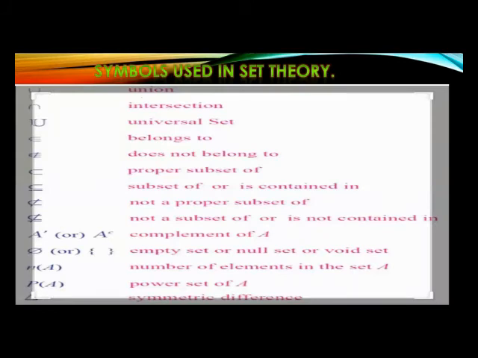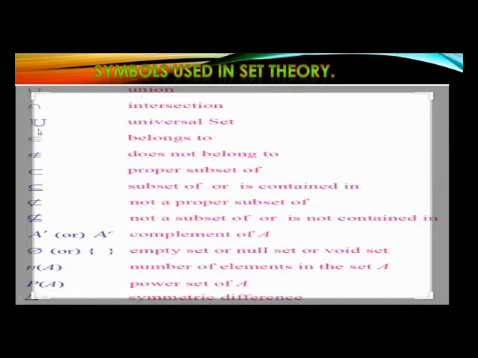Some symbols are used in set theory. There is a list of symbols used in set theory. The first one is ∪, which is used for union. If you see that symbol given between two other letters, consider that we have a union. If ∪ is given in inverted form, it is known as intersection. For union we have a clear idea: here we join all sets, and for intersection we write the common elements of the sets.